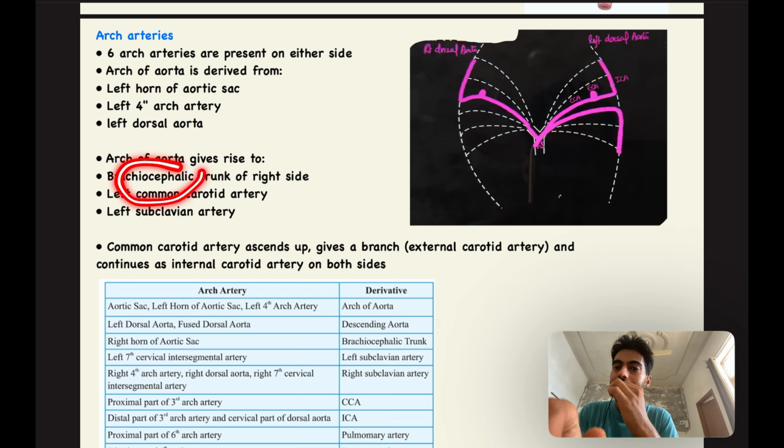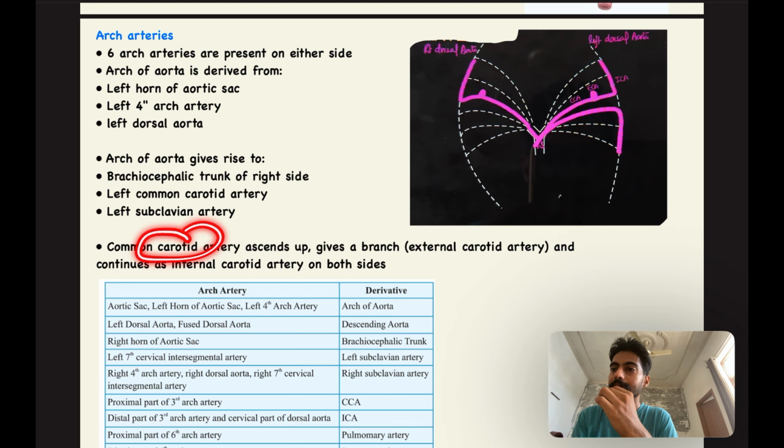Let's discuss how the brachiocephalic trunk is formed. The brachiocephalic trunk is formed from the right horn of the aortic sac. So this is our brachiocephalic trunk, and it is from the right horn of the sac. And then let's discuss the left common carotid artery.